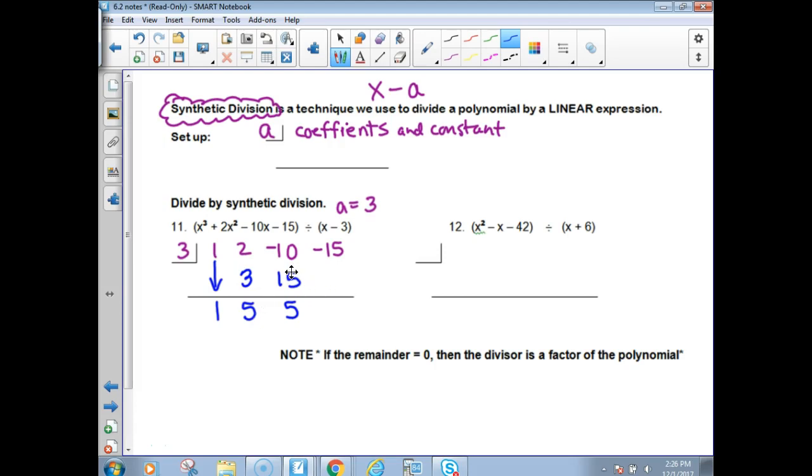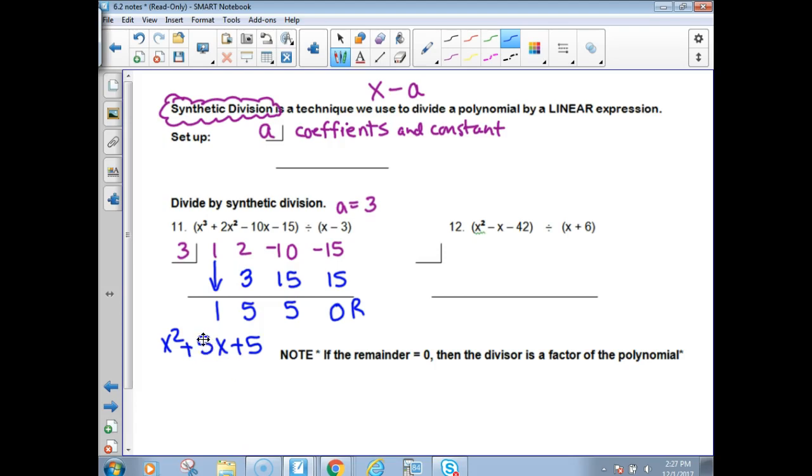So let's keep going. 3 times 5 again would be 15. And then when we add vertically, we get 0. That means it went nicely. That's the remainder position. Now, how you write the answer is, you see how this was a cubic that we started with? What you get here is 1 degree lower than what you started with. So it's an x squared. So this would be the leading coefficient of your answer, which is going to be x squared plus, the next one would be 5x, and the next one would be a constant, plus 5. That's your answer. Oh, it's way, way, way easier.